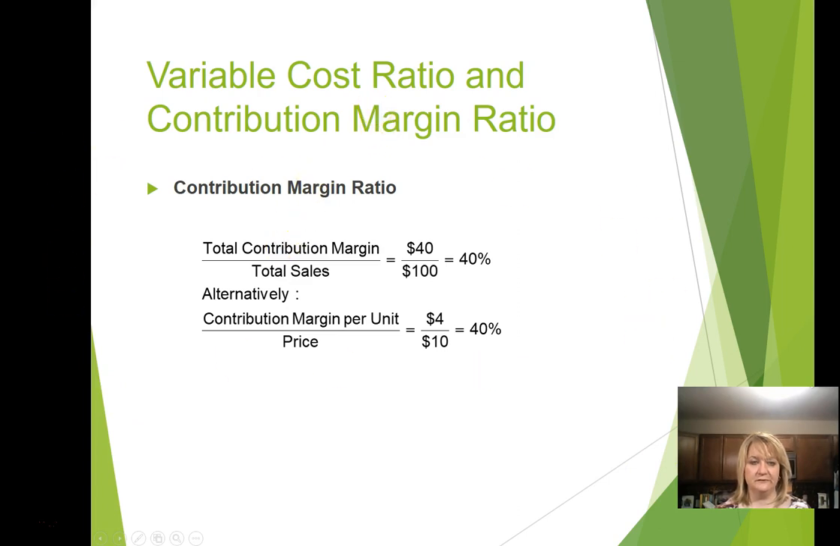Contribution margin ratio. Here's how you do that. Total contribution margin, $40 divided by total sales, $100, is 40%. Alternatively, contribution margin per unit, $4 divided by price, $10, is 40%.